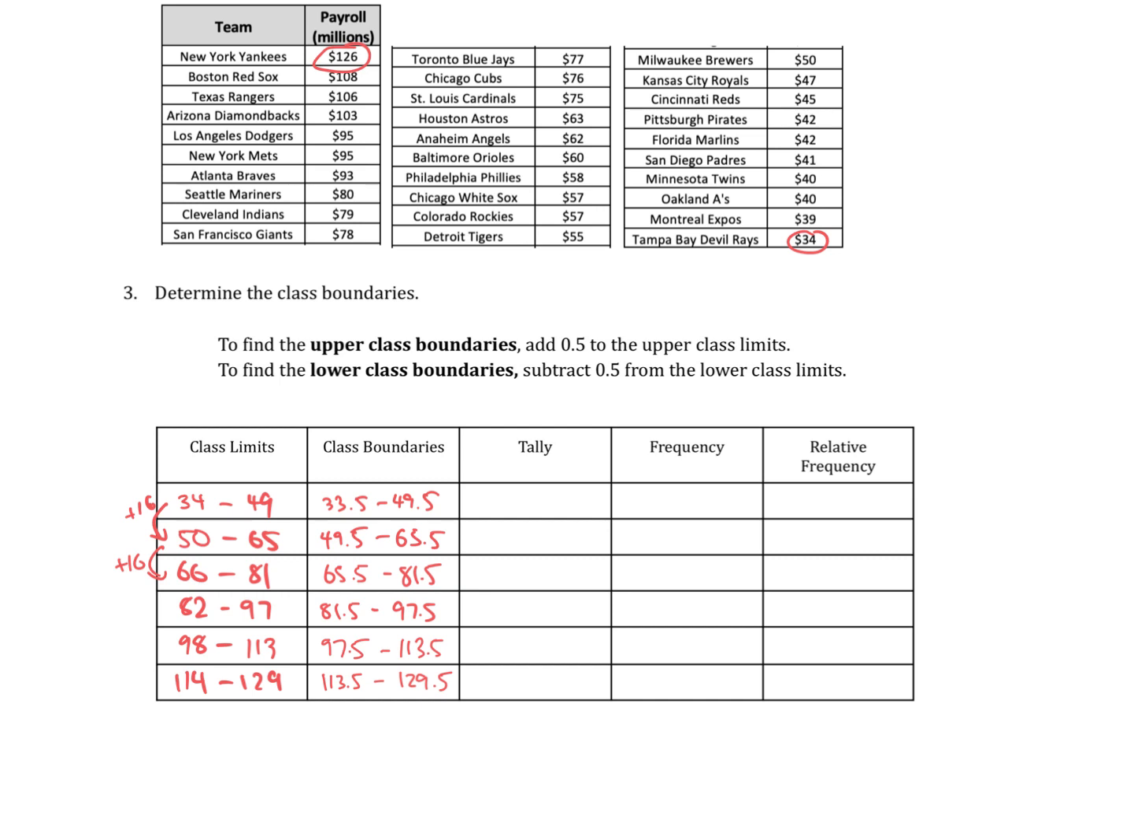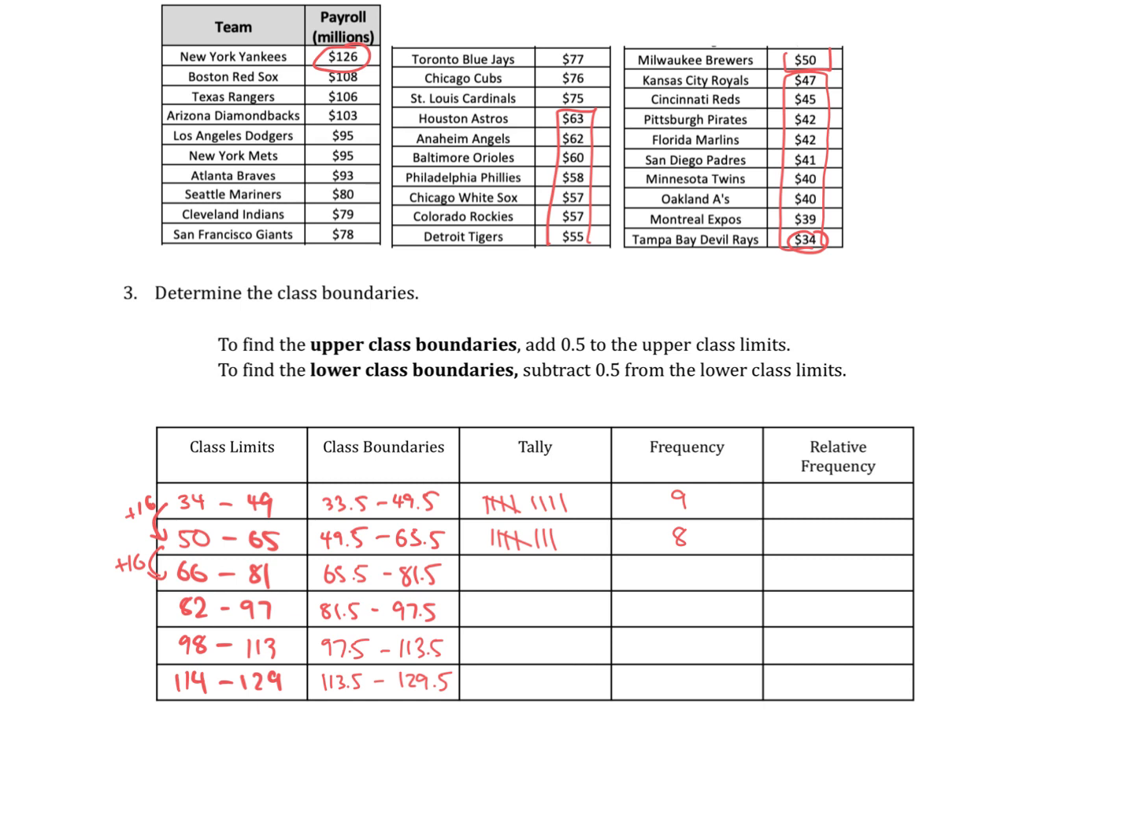And now we tally the number of data values that fall into each of the class limits. So our first class limit is from 34 to 49 million, which would be these data values right here. And there are 9 of them, so I go 1, 2, 3, 4, and then my 5th one is diagonal, 6, 7, 8, 9. And I put a 9 for the frequency. My next tally is from 50 to 65 million. It's nice that our data values are in order for this. There are 8 of those, and an 8 for frequency.